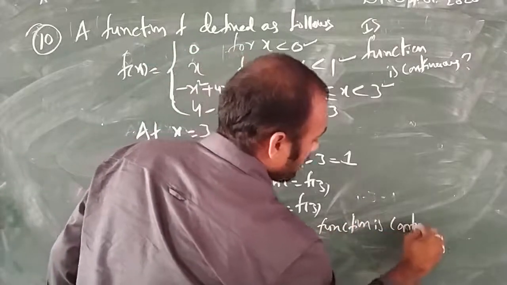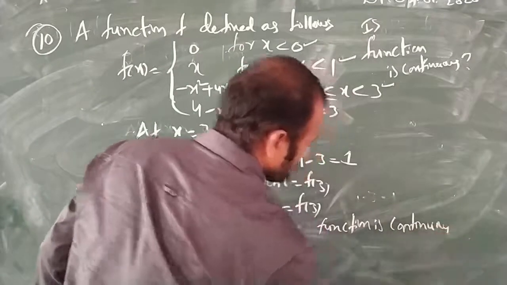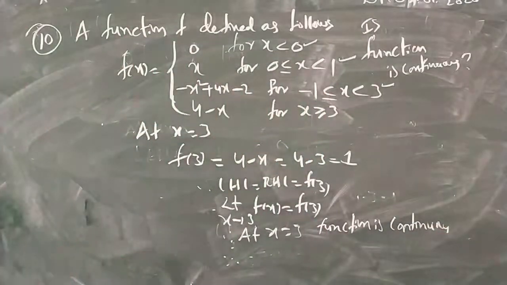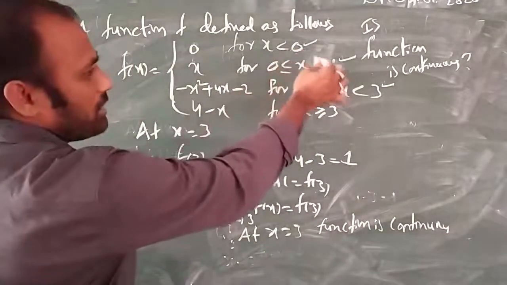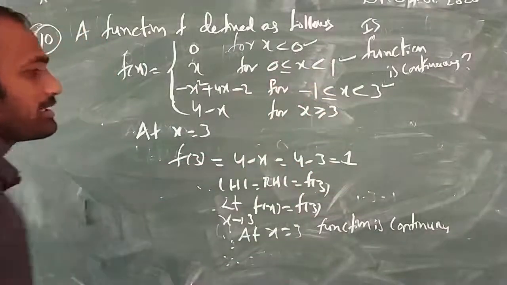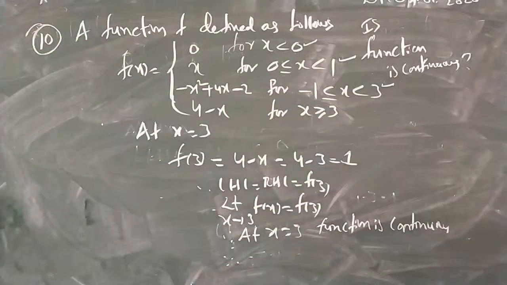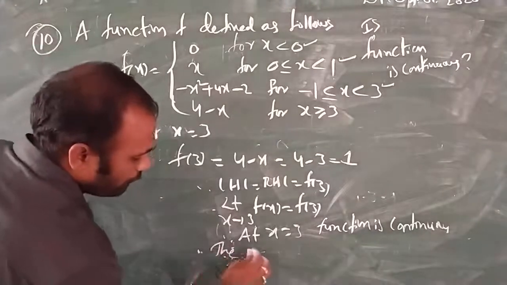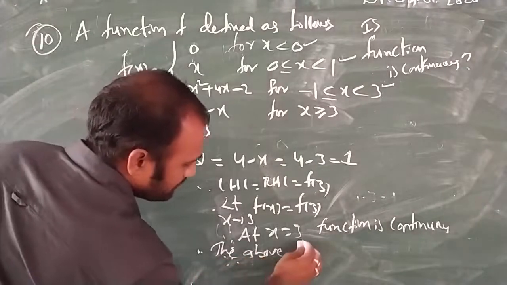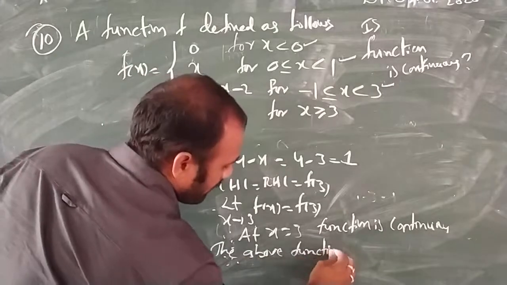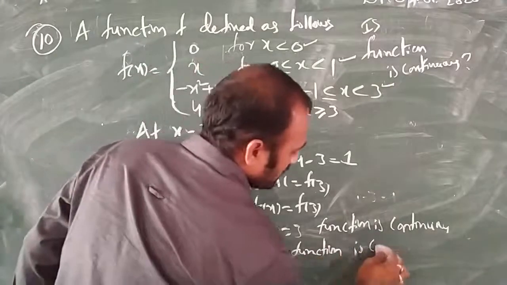So overall, the total function is continuous. Why? Because at x equals 0 it is continuous, at x equals 1 it is continuous, at x equals 3 it is also continuous. So overall the function is continuous. Therefore, the above function is continuous.